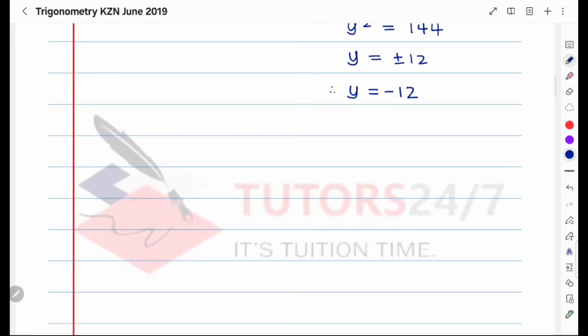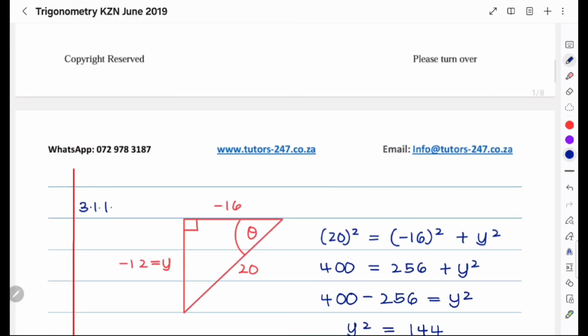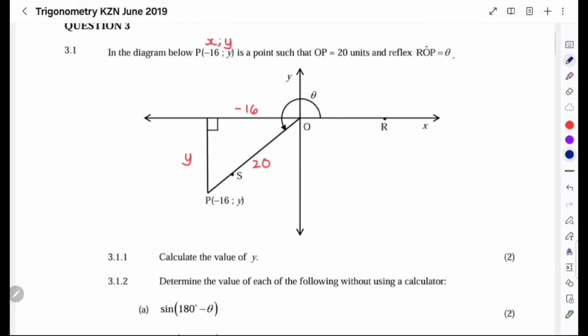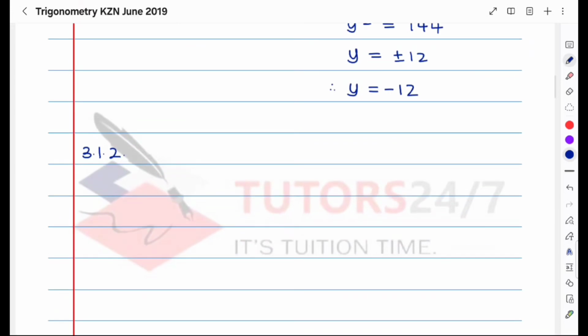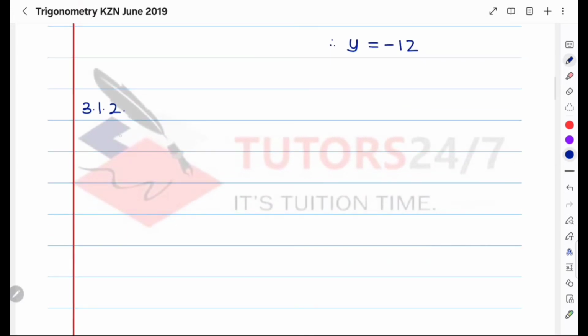Now, our next question is 3.1.2. So question 3.1.2 states, determine the value of each of the following without using a calculator. So we are going to use the information from the diagram provided to answer questions A and B. So we have sine of 180 minus theta.